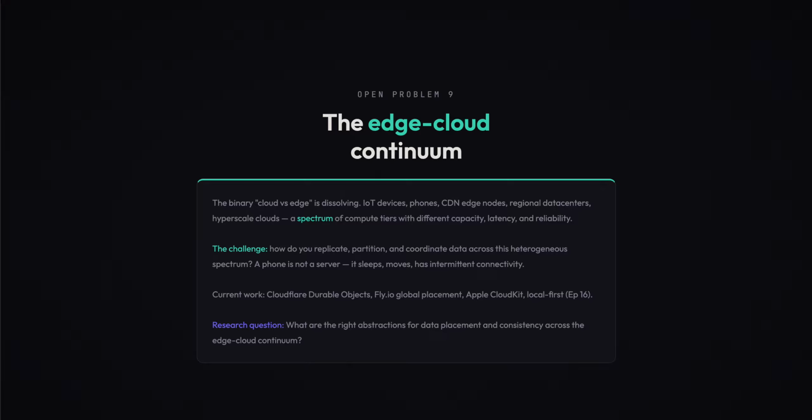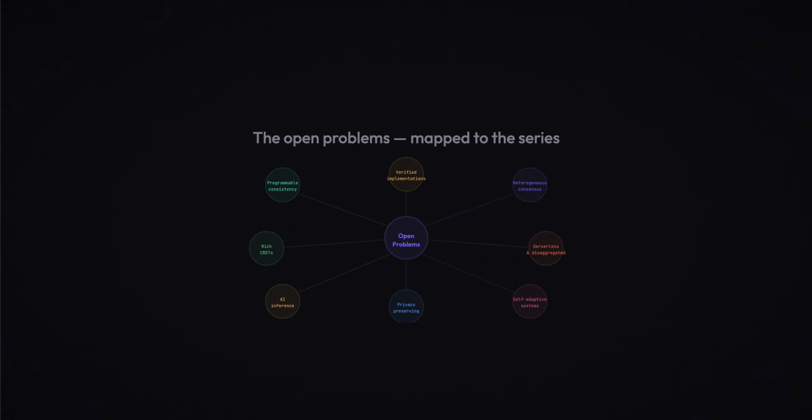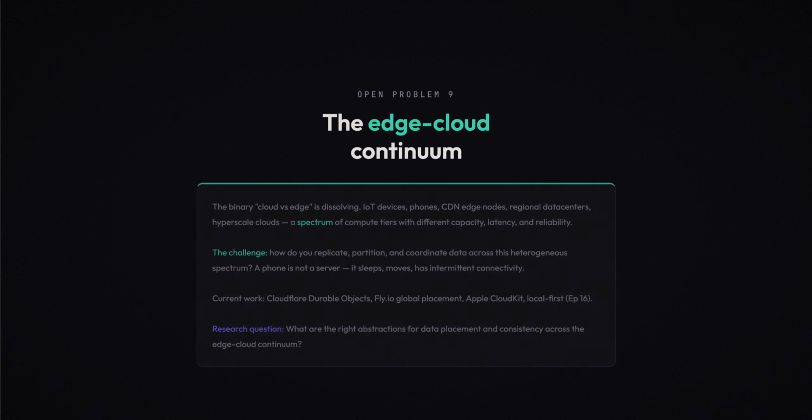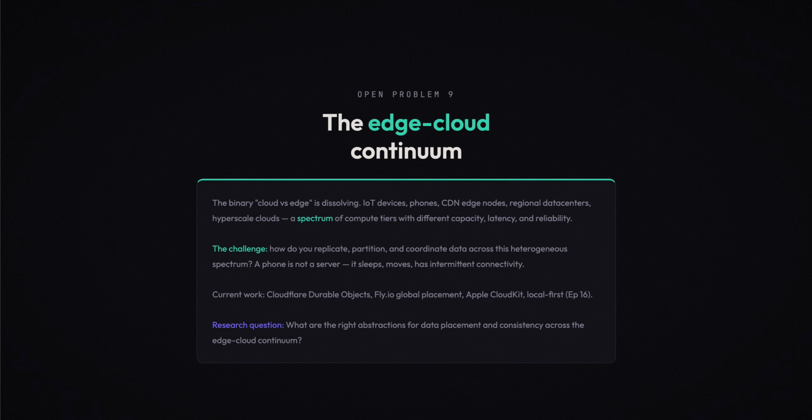It sleeps, moves between networks, and has intermittent connectivity. The protocols designed for data center servers don't work. Local First Software from episode 16 tackles the two device case with CRDTs. Cloudflare Durable Objects and Fly.io tackle the edge server case. But a unified model for data placement and consistency across the full edge cloud continuum doesn't exist yet.